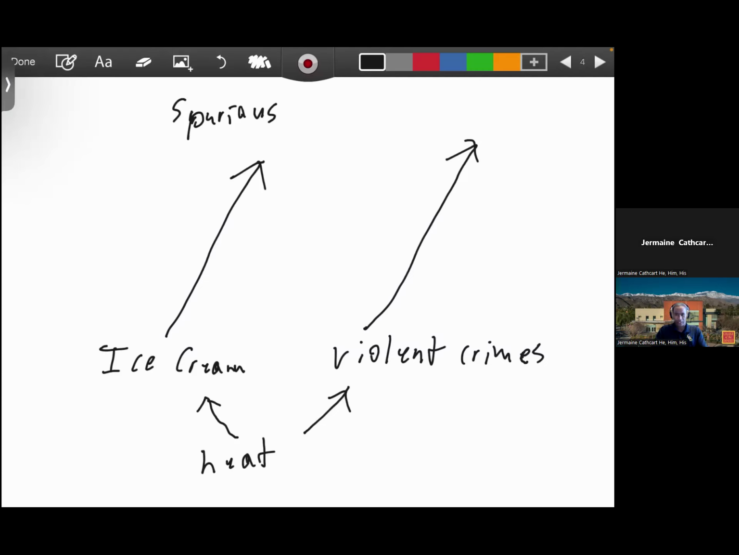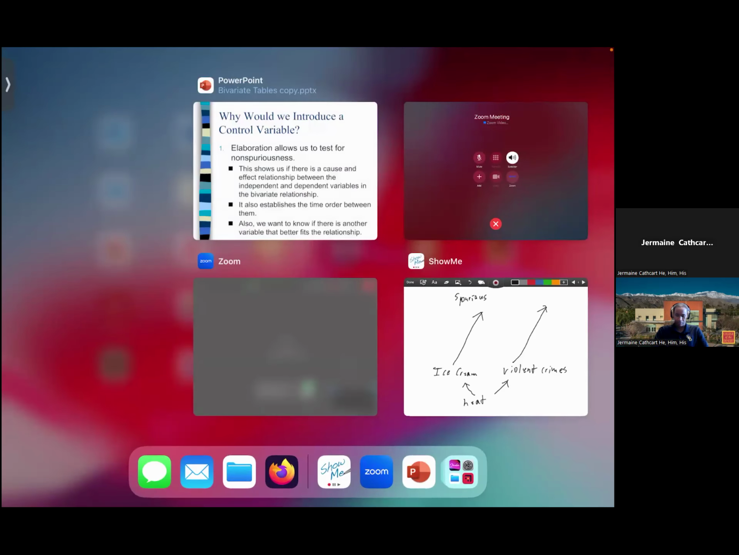Same thing with drowning, right? As the temperature increases, people are more likely to go to the beach or go out to the pool, and they're more likely to drown, not because ice cream has anything to do with it, but rather because there's just more people out at the beach, there's more people swimming in pools to cool off, and as a result, you're gonna see more people drowning.